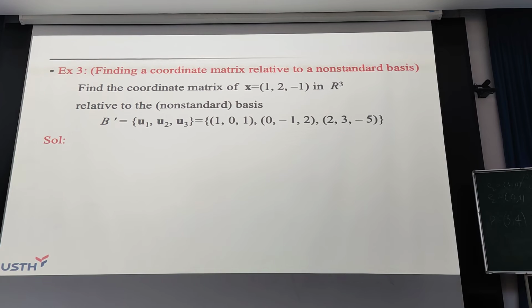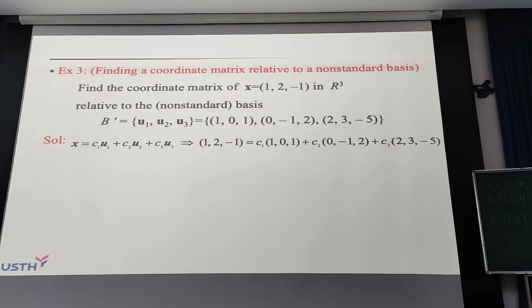But now, if we consider another basis of R3, you can verify that U1, U2, and U3 here, three vectors, will be a basis for R3. It is a basis because it is a spanning set and it is linearly independent. Now you are required to find the coordinate of that point according to B prime. How to find it? Then you need to do as follows.